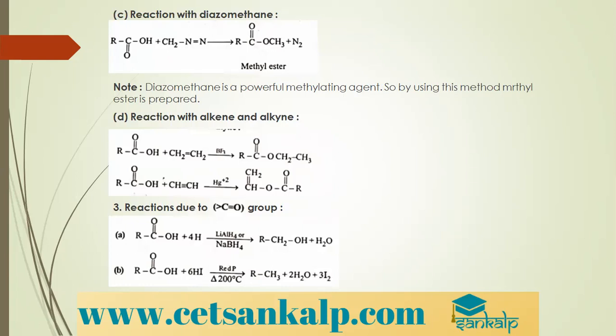Reaction with alkene and alkyne. Carboxylic acids when treated with alkene in presence of BF3, boron trifluoride, we get esters, right? RCOOR', correct? These are called esters. Or alkyne, if you see, we get alkene group as well as ketonic group present. Now the next set of reactions is reactions due to carbonyl group.